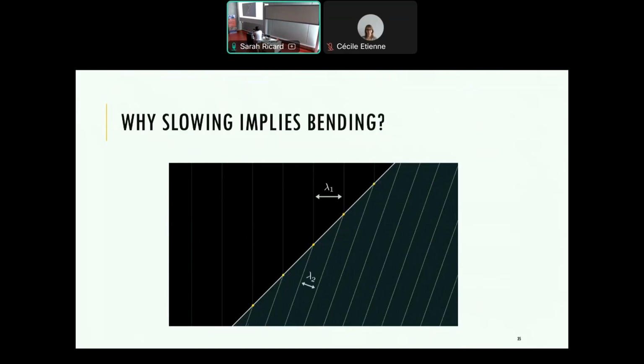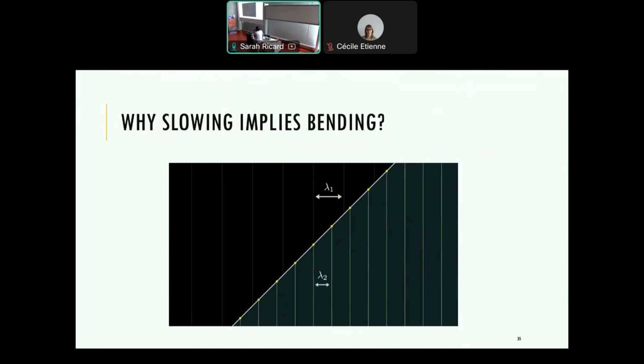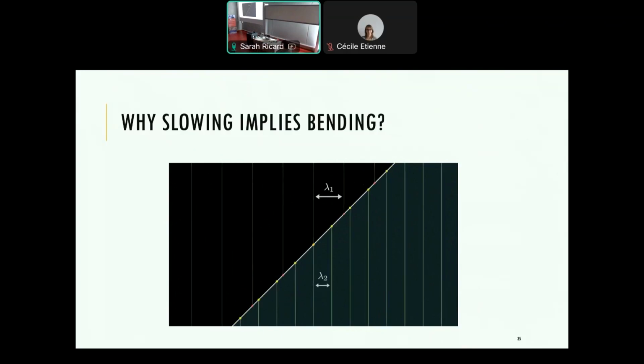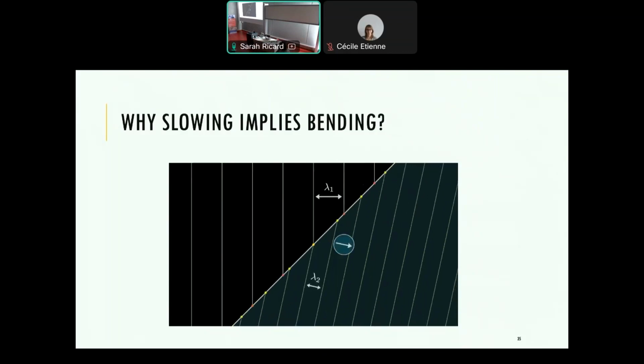If it was the case that no bending happened, then because the wavelength is smaller in there, when you look at all those intersection points, they would have to be closer together. But of course, that can't happen whether you're looking at it from one side or looking at it from the other. Those intersection points are all the same. So the only way this can work is if those wave crests inside the glass were oriented at a different angle.